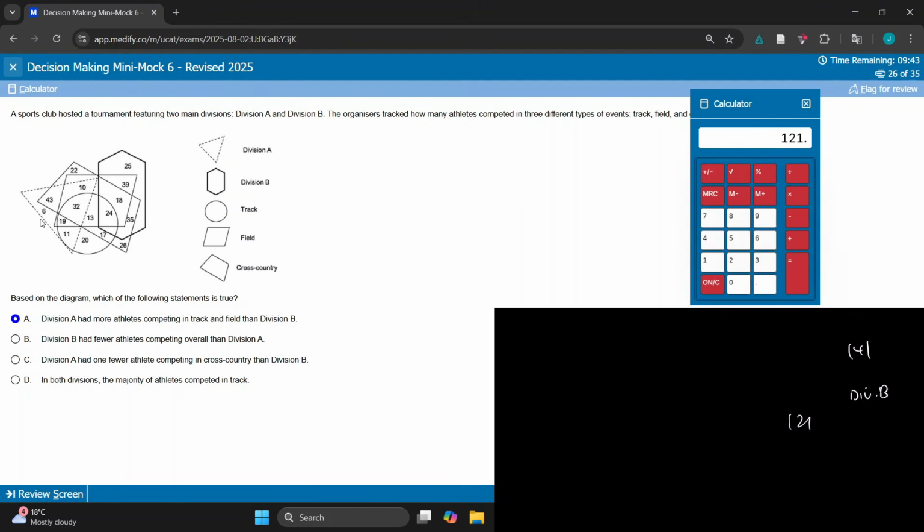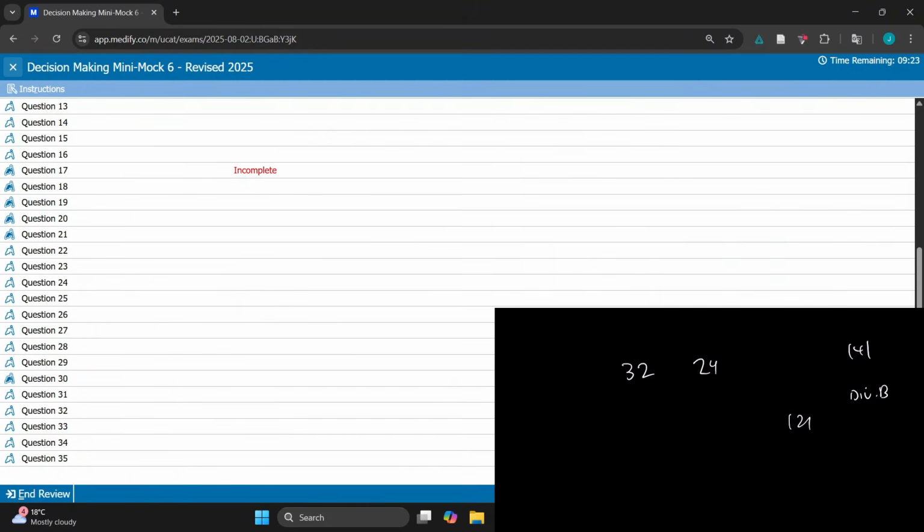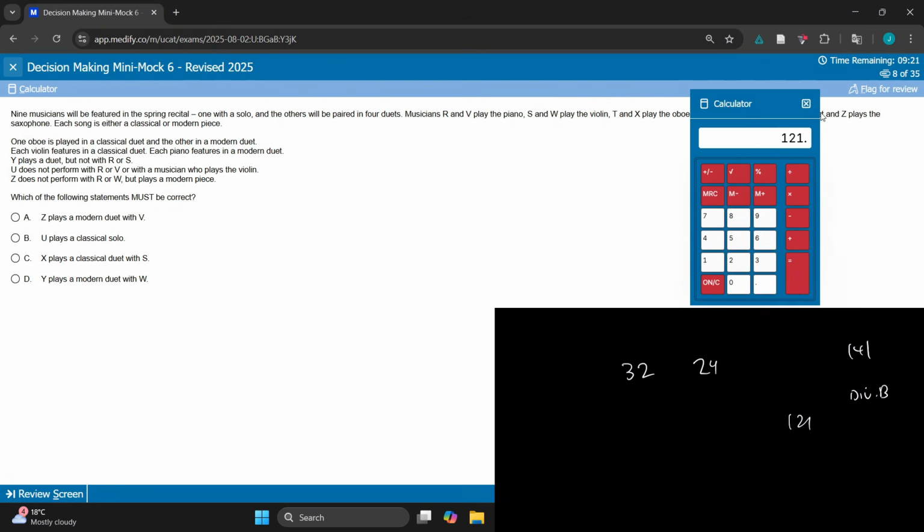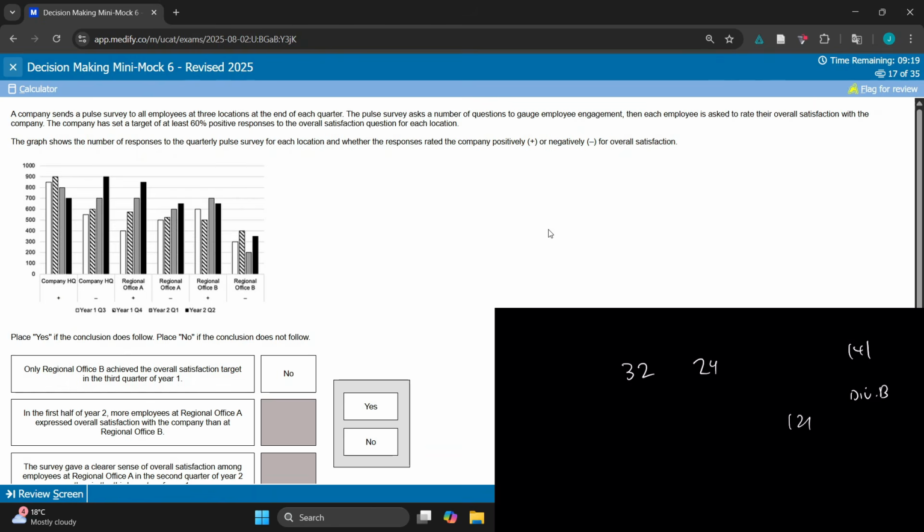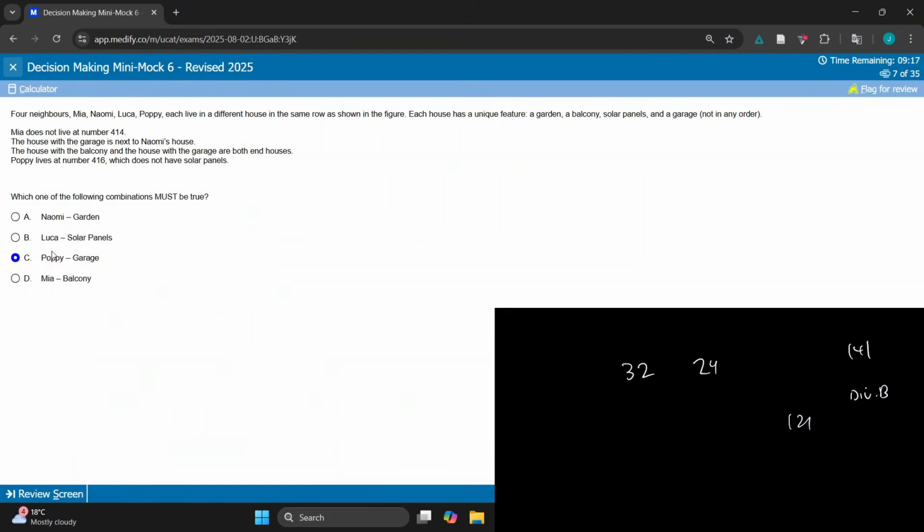Had more athletes competing in track and field. So this is going to be circle and so on. Track and field is 32, and then for the others it's just going to be track and field is going to be 24. Div A had more. Yes, I think that's going to be right. Okay. So there are a couple still yet to do.